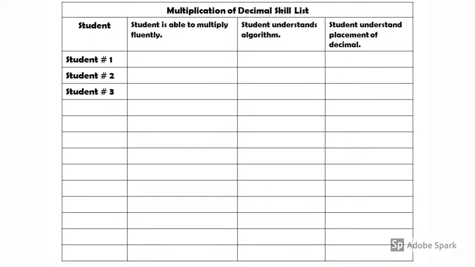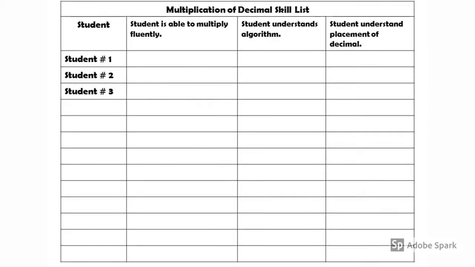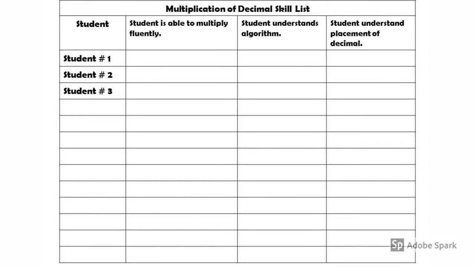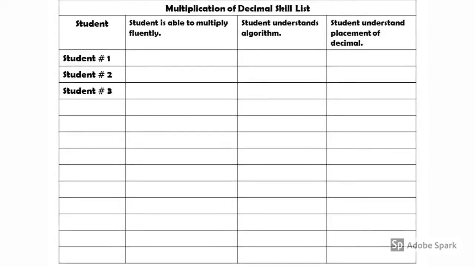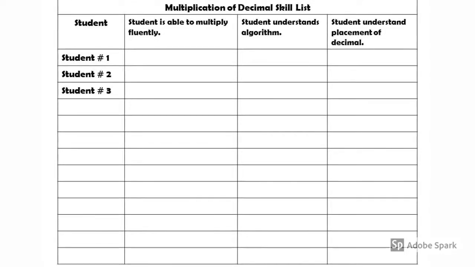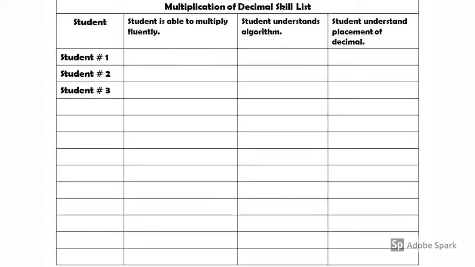I usually make a quick organizer that looks like this. Here's a sample of multiplication of decimals. I thought about what my students need in order to be able to multiply decimals. So the first skill is they need to be able to multiply fluently. Second, they need to understand the algorithm for multiplying. And third, they need to understand the placement of the decimal.